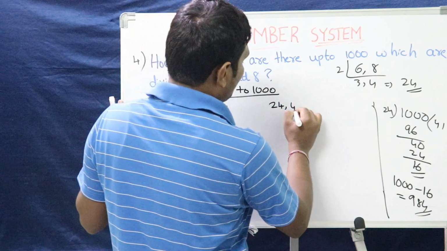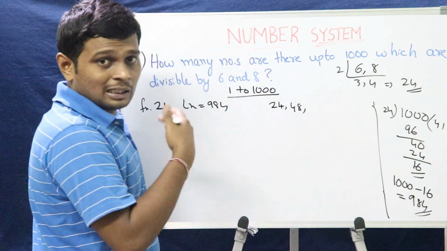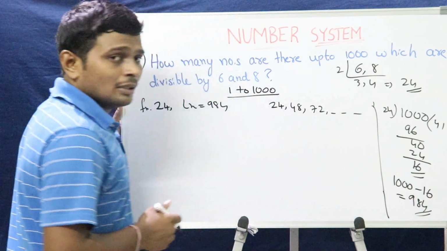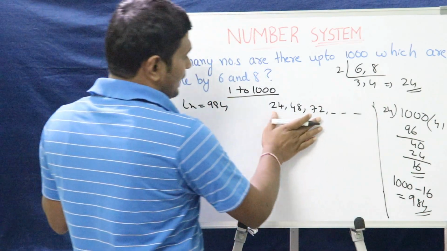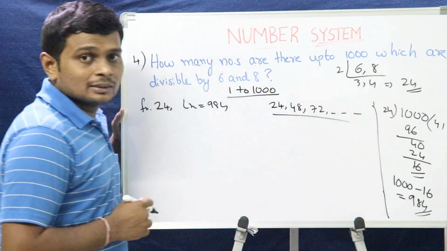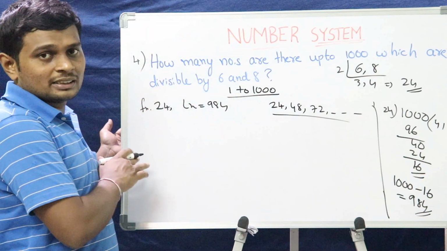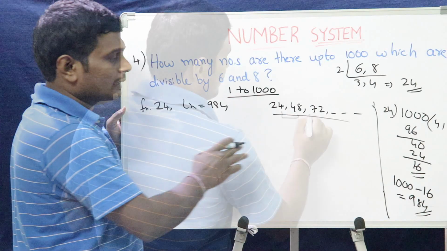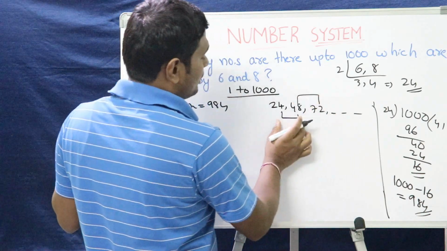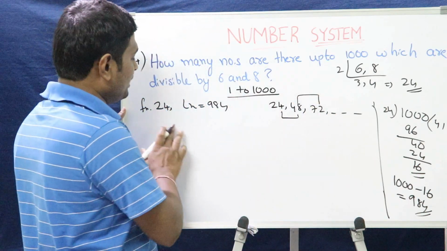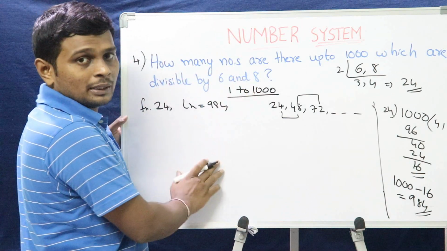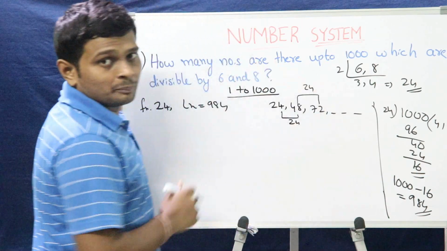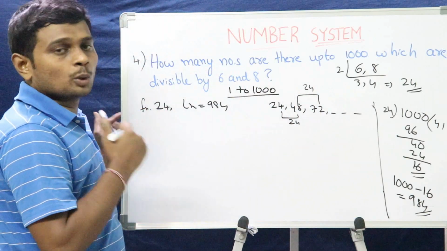24 into 2 is 48. What would be the third number? 24 times 3 is 72. Like that it will continue. Are you getting any pattern in these numbers? We have discussed one progression in the previous class, right? Let's subtract two consecutive numbers. What will we get? Because it is divisible by 24, we will get the difference as 24 every time, right? This is an arithmetic progression.